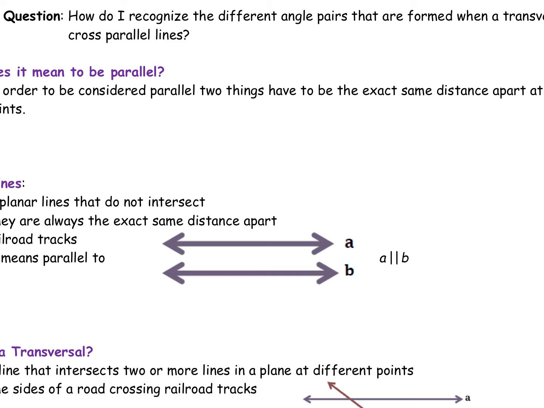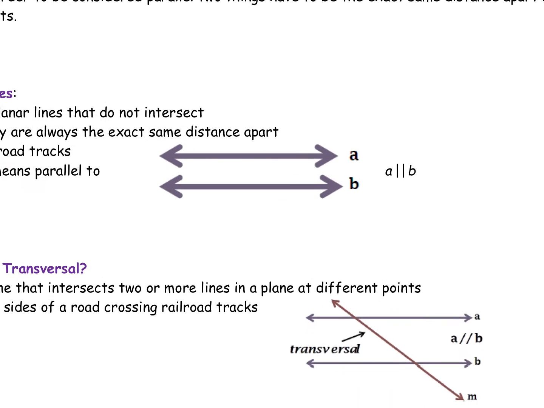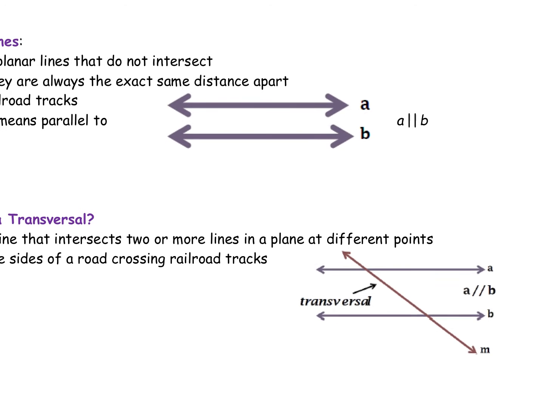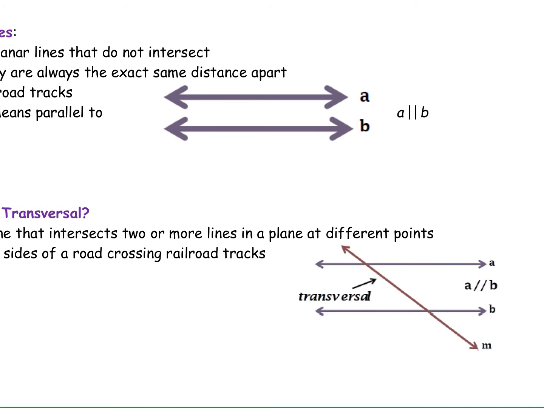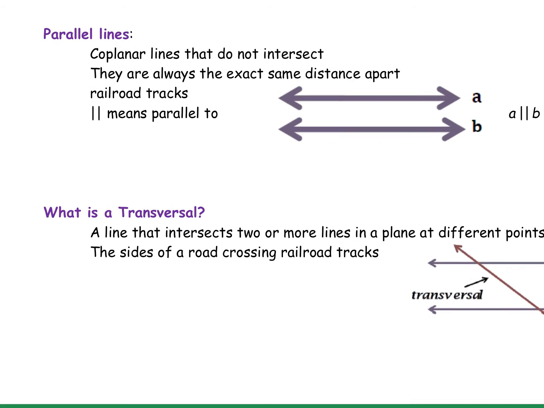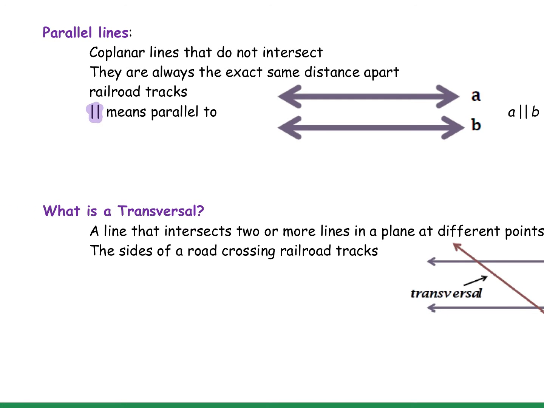Okay, so parallel lines are coplanar lines. That means they're in the same plane that do not intersect. And they're always the same exact distance apart, like railroad tracks. And this little symbol here, this one right here, oh, sorry, I can't see it. This one here means parallel.